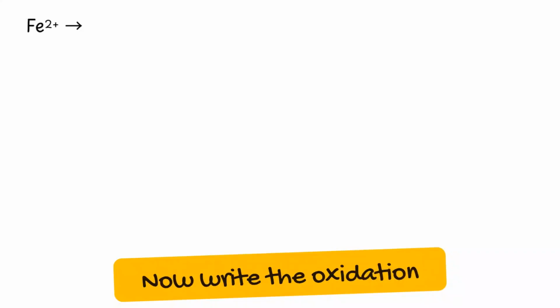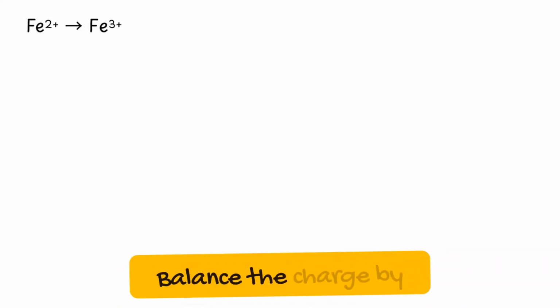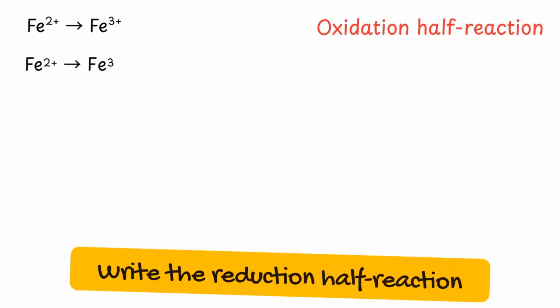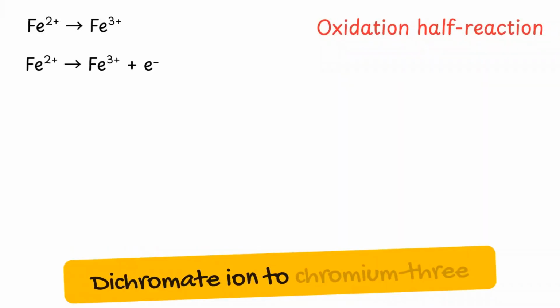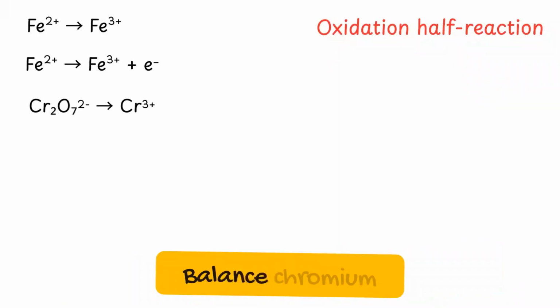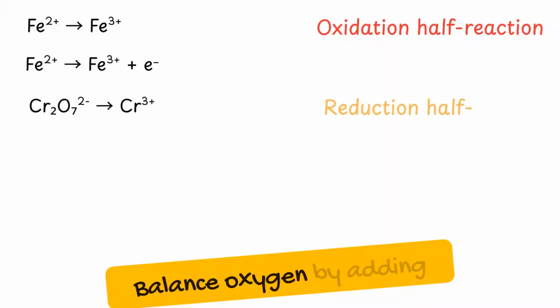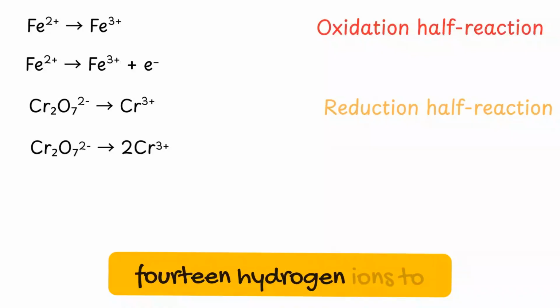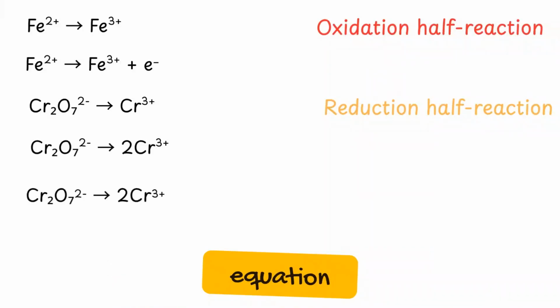Now write the oxidation half reaction. Balance the charge by adding 1 electron to the product side. Write the reduction half reaction: dichromate ion to chromium 3 ion. Balance chromium. Balance oxygen by adding water. Balance hydrogen by adding 14 hydrogen ions to the left side of the equation.